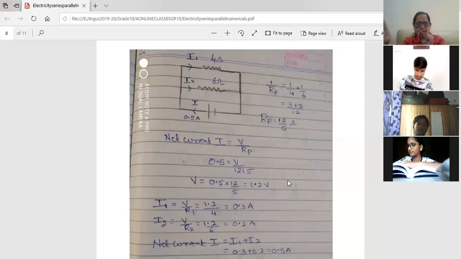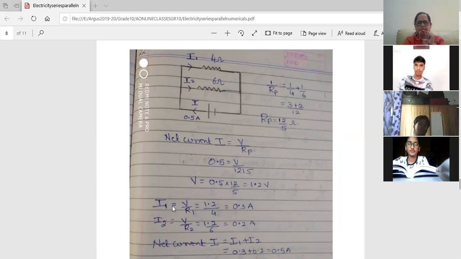So if I don't have the battery voltage, I just have to multiply net current by the net resistance. This is the net current 0.5 which is flowing in the outer branch, and the net resistance RP, 12 upon 5, I have put here. So I got the answer V is 1.2.